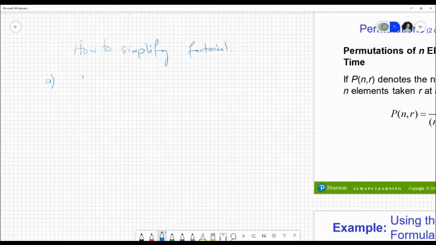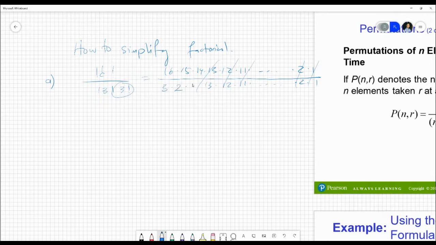Okay, so let's say I have 16 factorial over 13 factorial times 3 factorial. If I want to simplify this, you know that 16 factorial means 16 times 15 times 14 times 13 times 12 times 11 times all the way down to 1. 13 factorial means 13 times 12 times 11 times all the way down to 1. So you can see here that a lot of this stuff cancels, right? And don't forget our 3 factorial here.